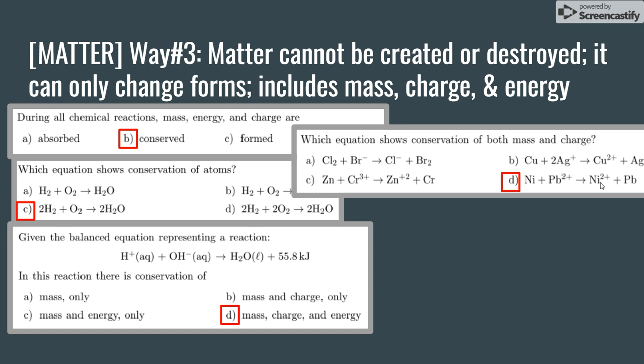Why? Because the number of nickels on both sides is the same. The number of Pbs is the same on both sides. But when we add up the charges, the sum of 0 and +2 is 2. And the sum of this, nickel +2 and 0, gives you 2. So the charge on the left equals the charge on the right. Why is it not A? 2 chlorines here, 1 chlorine here, so it can't be A because the number of chlorines aren't equal.